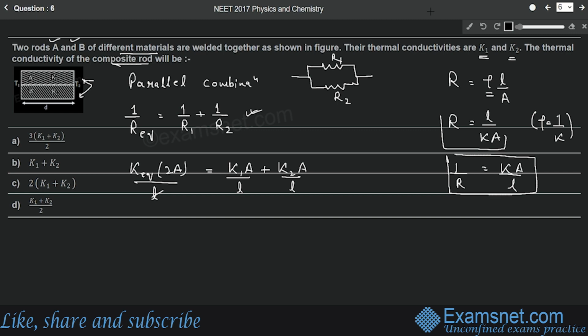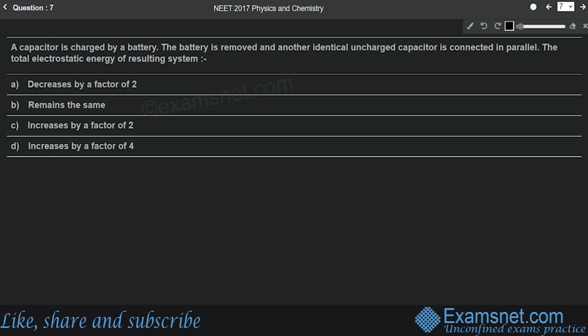Now L will be cancelled because it is on both the sides. Then area will also be cancelled. So what is left here? 2K equivalent equals K1 plus K2. So what is the value of equivalent K of this composite rod? It will be K1 plus K2 upon 2. Okay. So the conductivity of the composite rod will be K1 plus K2 upon 2. That is, option D will be the correct answer.